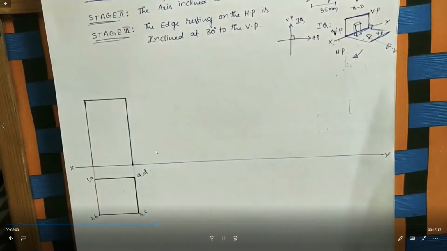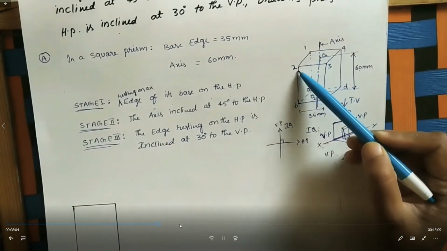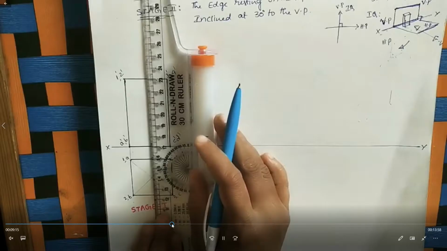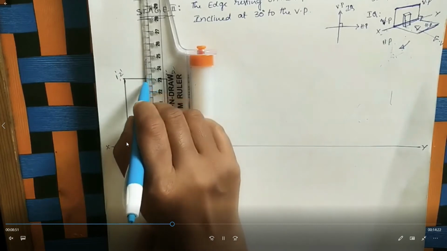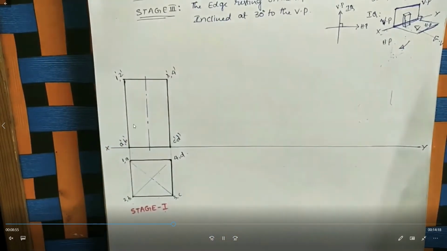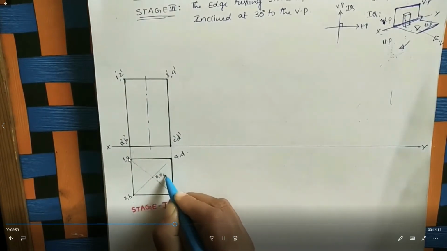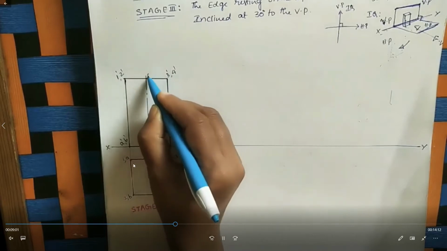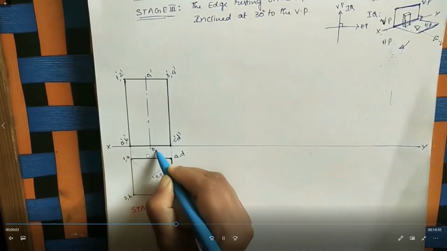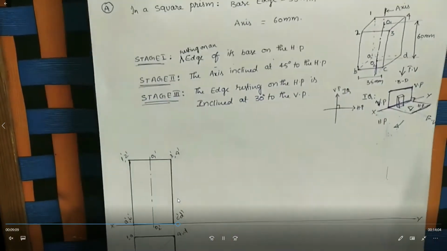Okay. Now you identify the names A dash, B dash, C dash and D dash. Here we identify the center axis distance also. 35 mm is the distance here. Stage 1, this is stage 1.